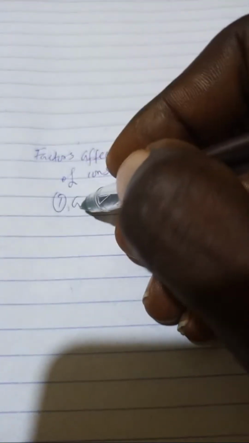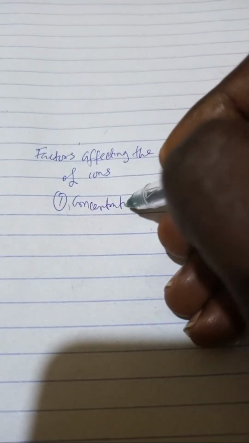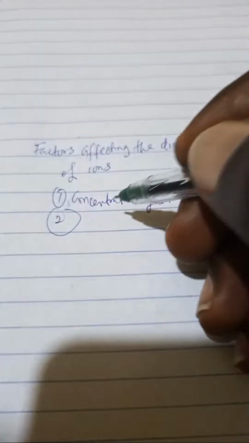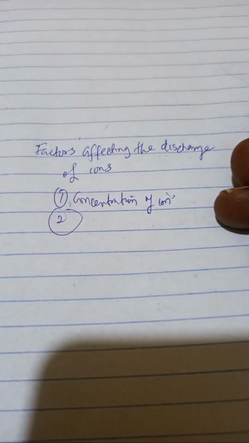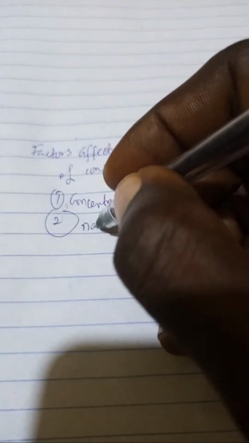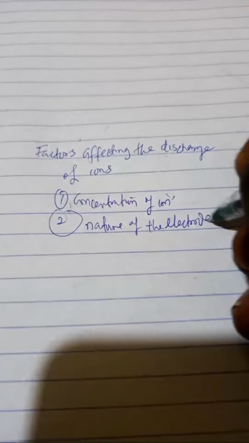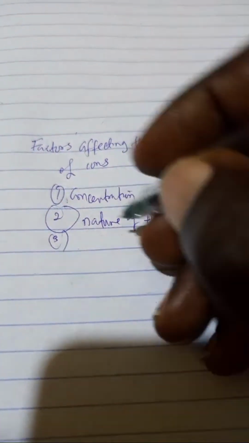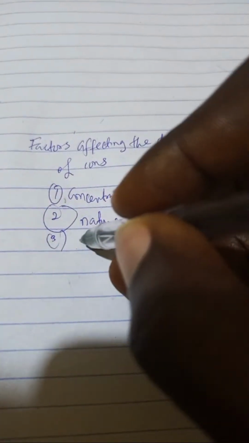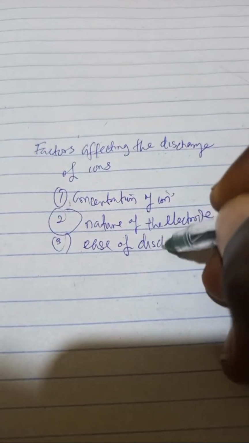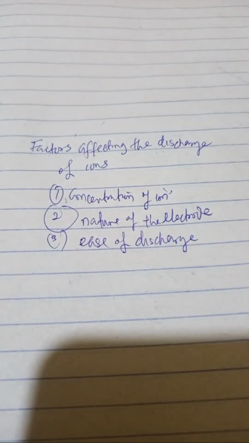The first factor is concentration of the ion. The second one that affects the discharge of ions is the nature of the electrode. And the next one is the ease of discharge, how easy it is for that ion to be discharged. This thing is very simple. Let me explain to you.